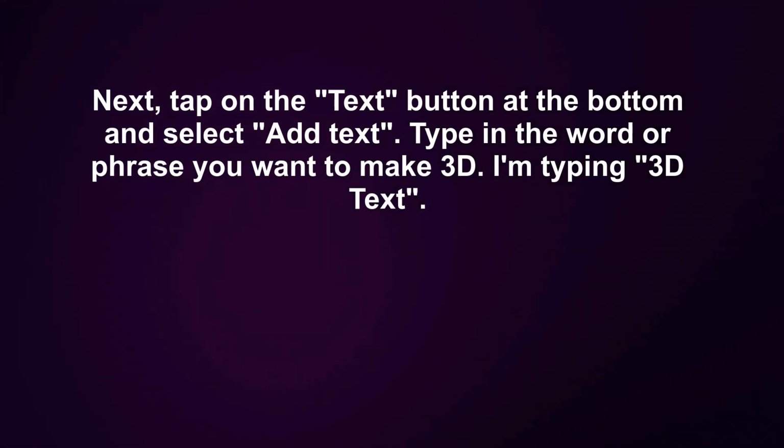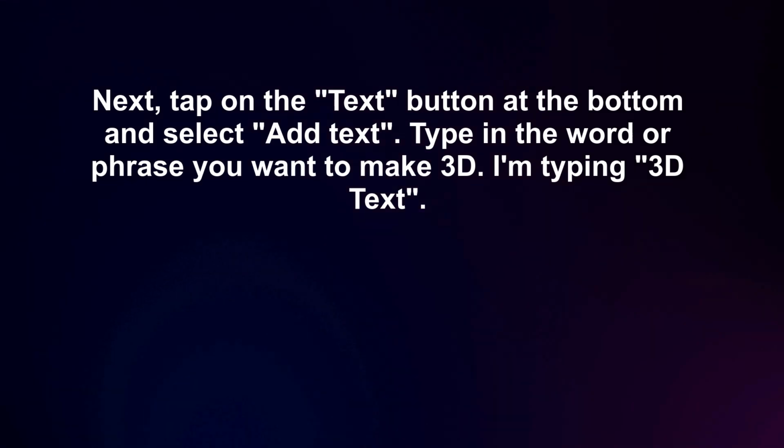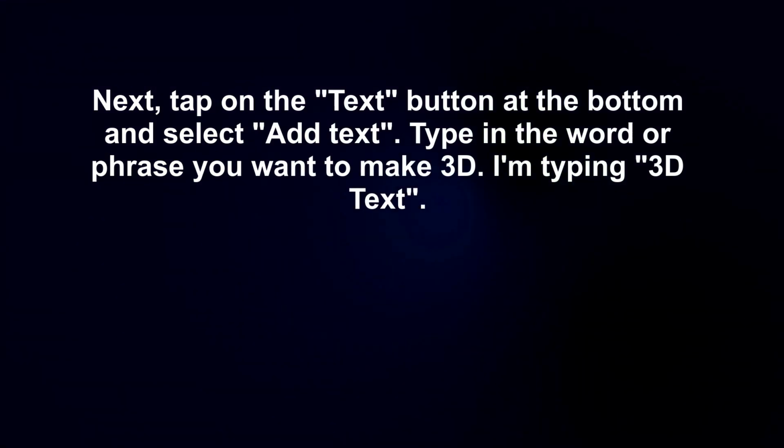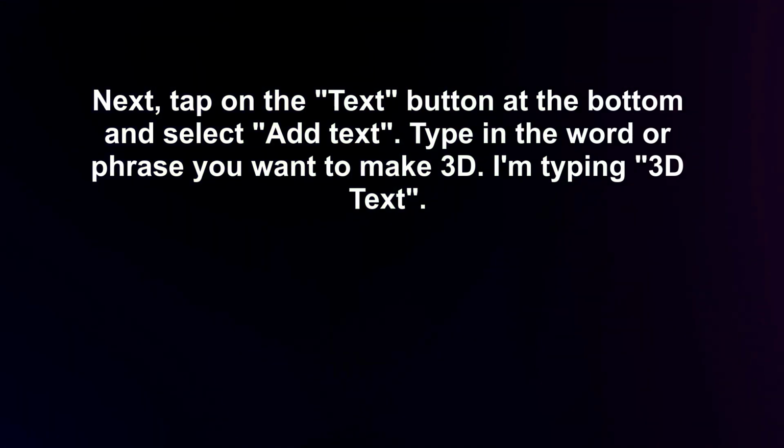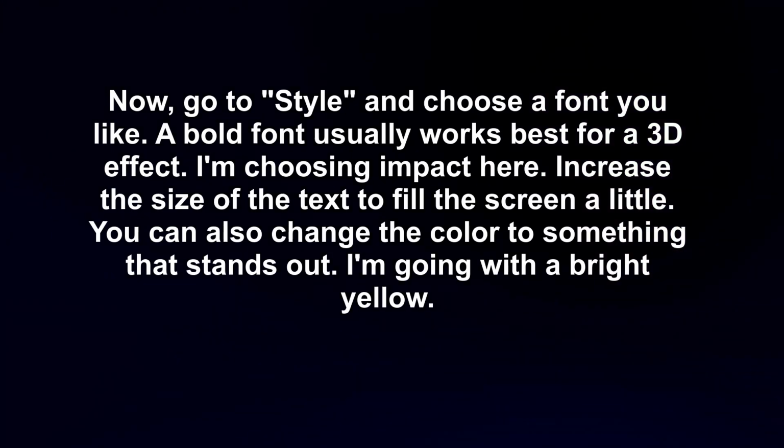Next, tap on the text button at the bottom and select a text. Type in the word or phrase you want to make 3D. I'm typing 3D text. Now, go to Style and choose a font you like.